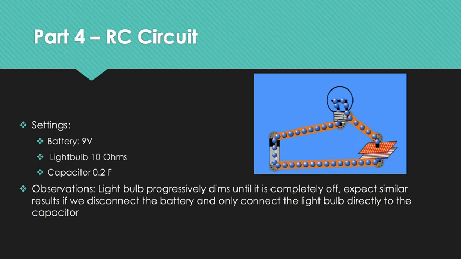Part 4 dealt with an RC circuit. Here the setting was a battery with 9 volts, a light bulb with 10 ohms, and a capacitor with 0.2 F. The observations here were that the light bulb started out very bright, but it progressively dimmed until it was completely off. And I said that we expected similar results if we disconnect the battery and only connect the light bulb directly to the capacitor.